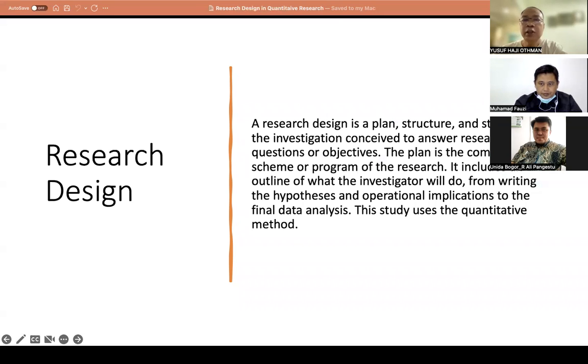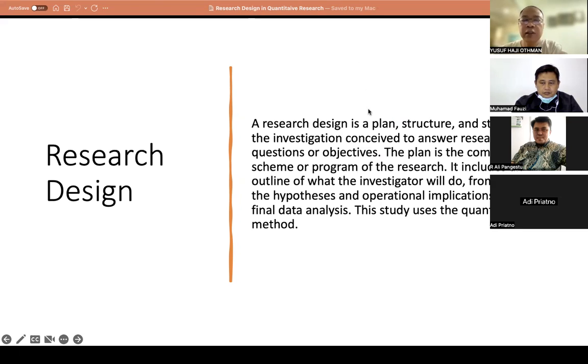So what is a research design? A research design is very important for our research. A research design is a plan, structure, and strategy of the research. Investigation here means research. So research design is a plan, structure, and strategy of the research that is conceived or designed to answer research questions or research objectives.